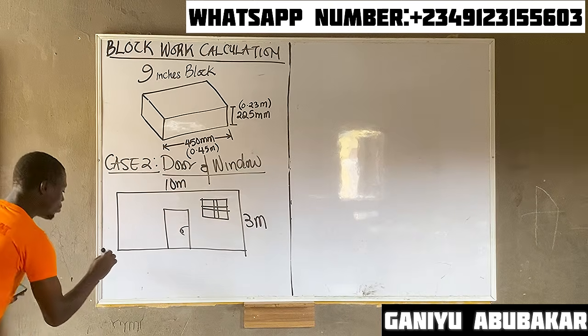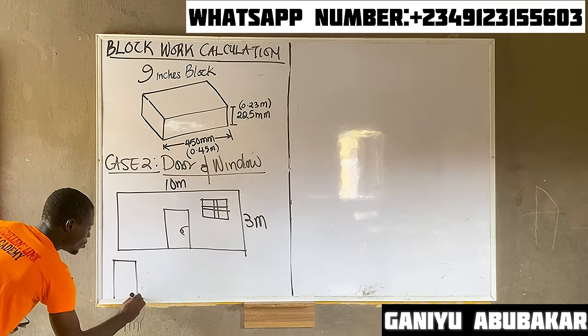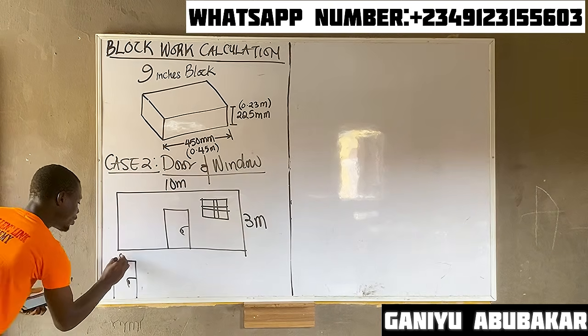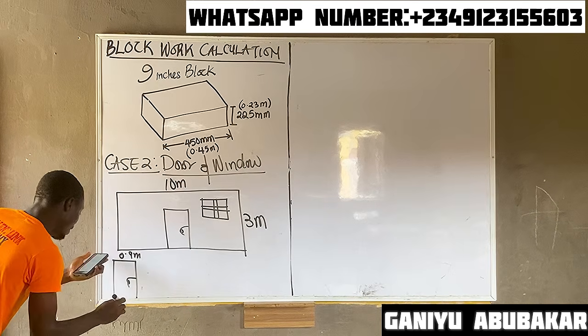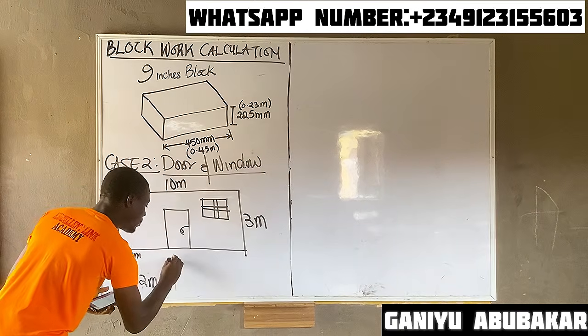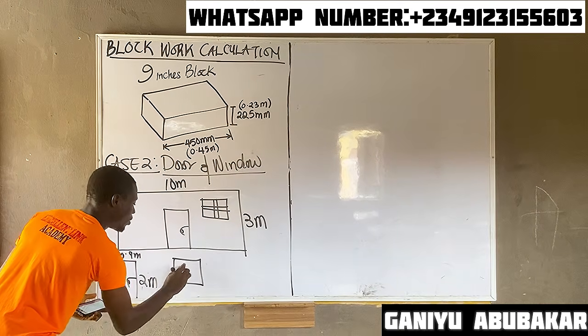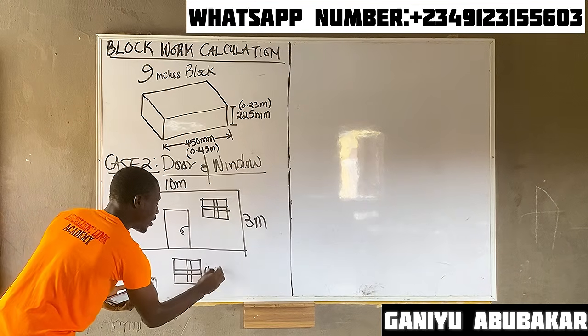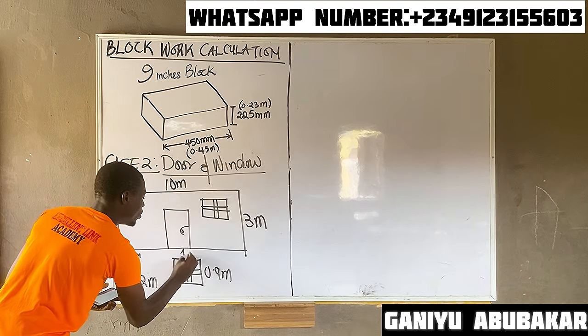Now let me give you the door. The door dimension is of course 0.9 meters by 2 meters. That's for the door. The window dimension, they always give you this space, is of course 0.9 meters by 1 meter.